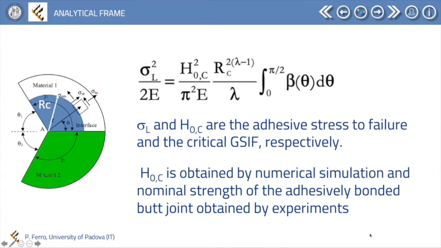Irrespective of V-notch angle or adhesive thickness, failure will occur when the strain energy density averaged over a control volume of radius RC reaches a critical value. In order to obtain the RC value, the energy density to failure of the adhesive only is set equal to that of the adhesively bonded butt joint. In this equation, sigma L is the adhesive stress to failure, while H0C is the critical generalized stress intensity factor that is calculated by numerical simulation, where the nominal strength is obtained by experiments.